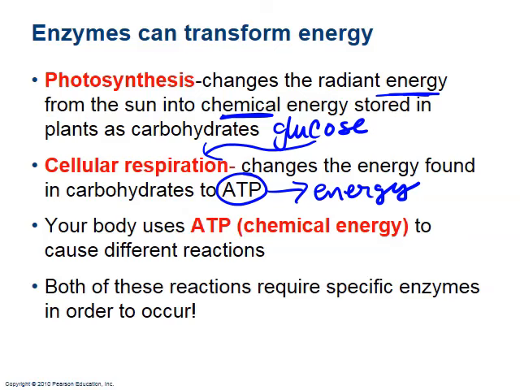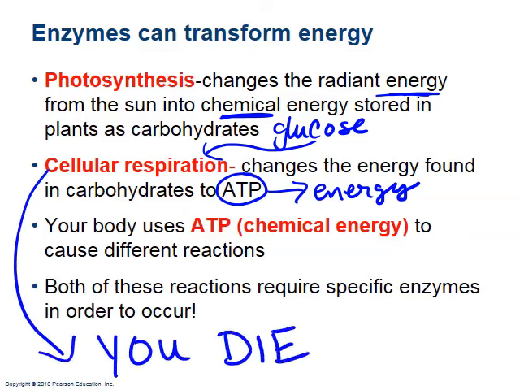in order to occur. So basically, if anything happens to the enzymes responsible for cellular respiration, you die, right? So if you don't have ATP, your muscles stop working, your brain stops working, so you need ATP, you need cellular respiration, and cellular respiration requires enzymes to occur.